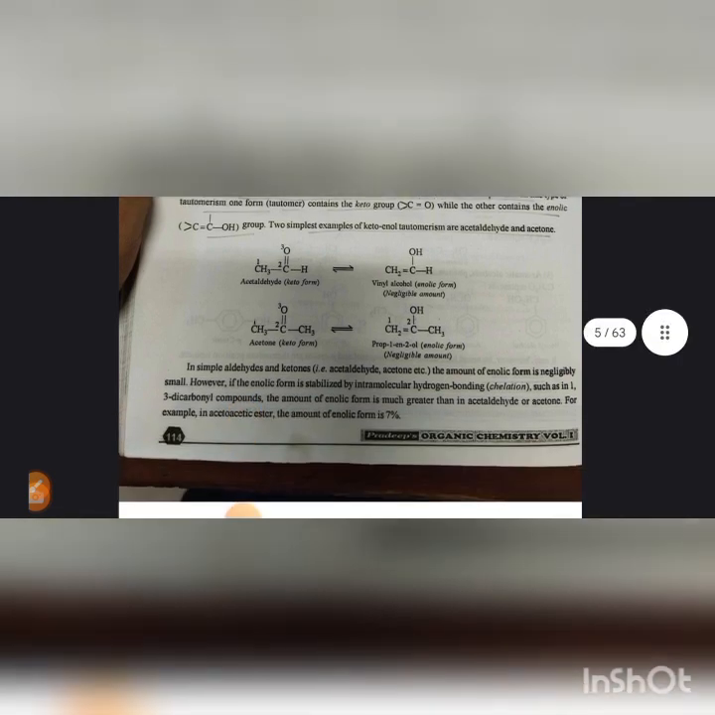In this type of tautomerism, one tautomer contains the keto group while the other contains the enolic group. The two simplest examples of keto-enol tautomerism are acetaldehyde and acetone. In simple aldehydes and ketones, that is acetaldehyde or acetone, etc., the amount of enolic form is negligibly small.